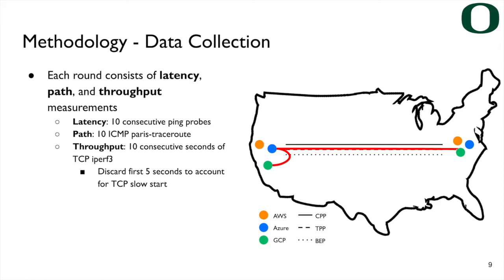Within each round we were interested in latency, path, and throughput measurements. For latency, we relied on 10 consecutive ping probes. For path, we performed 10 ICMP Paris traceroutes. And for throughput, we performed 10 consecutive seconds of TCP using iPerf3. We discarded the first 5 seconds of these throughput measurements to account for TCP's slow start.